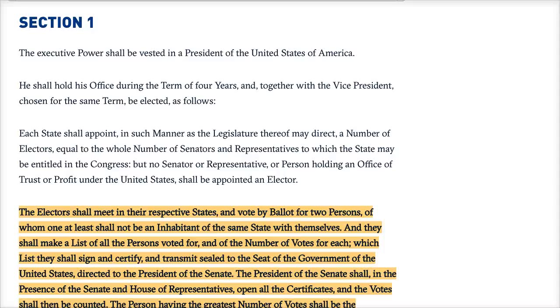So this is Sal here. I'm here with Jeffrey Rosen, head of the National Constitution Center, and we're going to talk about Article 2 of the United States Constitution. So Jeffrey, what does Article 2 deal with?